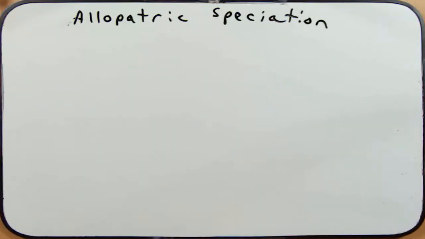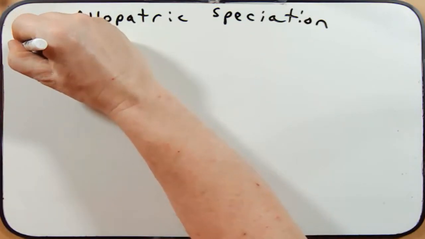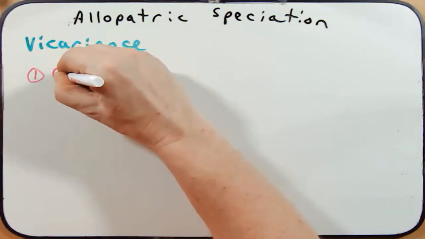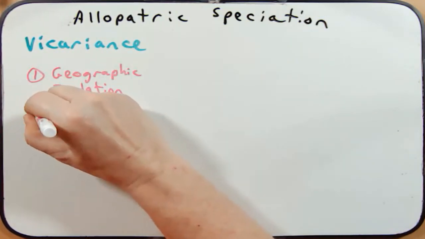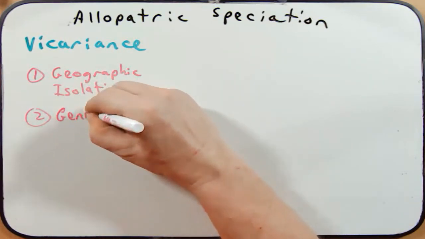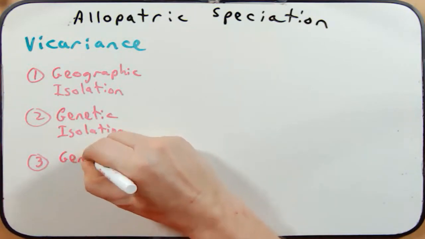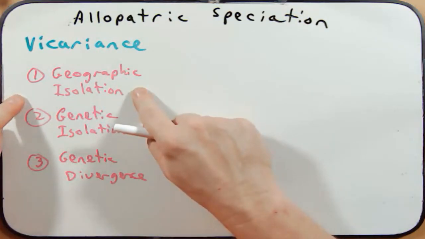Okay, now I want to talk about the other pathway for allopatric speciation. And this, remember, is called vicariance. Now with vicariance, we also have those same three steps. We have to show geographic isolation. Then we have to show genetic isolation. And then finally, genetic divergence has to occur. Now the main difference between vicariance and dispersal is that with vicariance, the way we achieve geographic isolation is different.